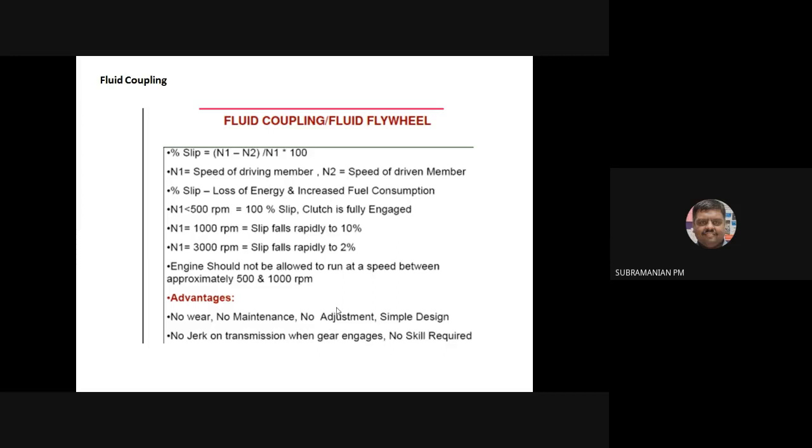So here, when I'm using fluid coupling, I will not be going for a clutch pedal. That is very, very important. If it is a semi-automatic transmission, what will I be having? I will be having an accelerator pedal, a brake pedal, and a gearbox. No clutch pedal when I'm going for a fluid coupling.